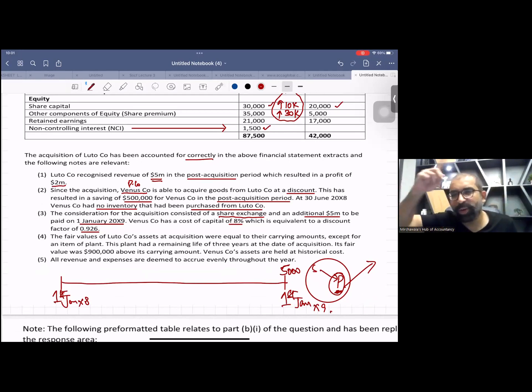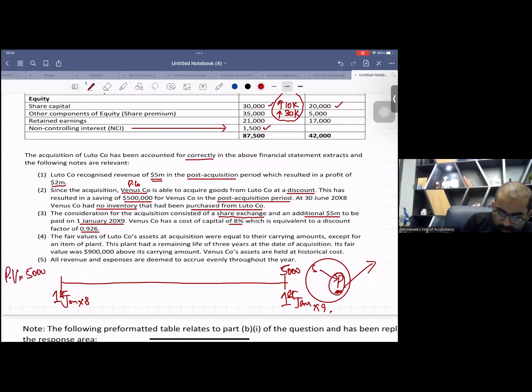Deferred considerations are always recorded at present value. So present value will be 5,000 times 0.926. Somebody help me with the number. What is the number? 4,630.